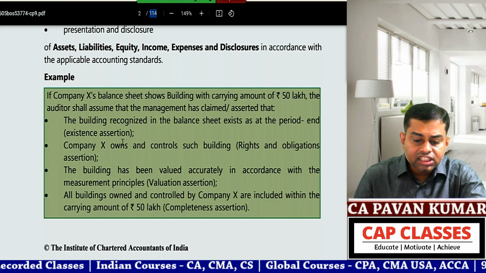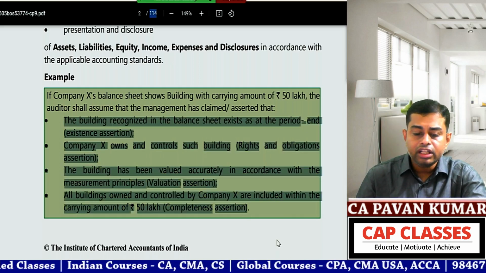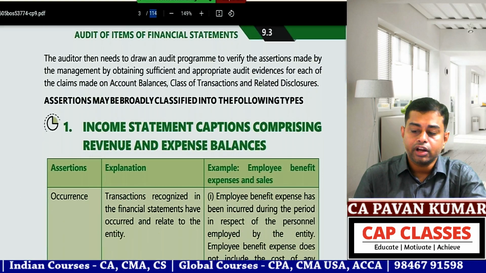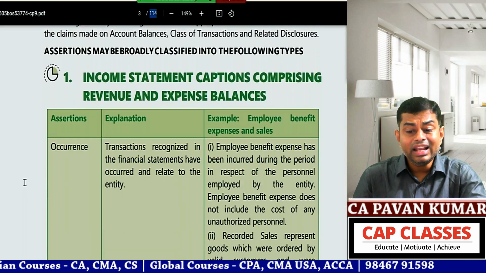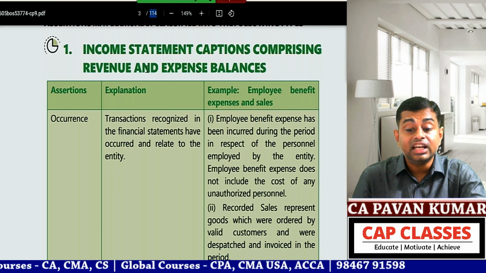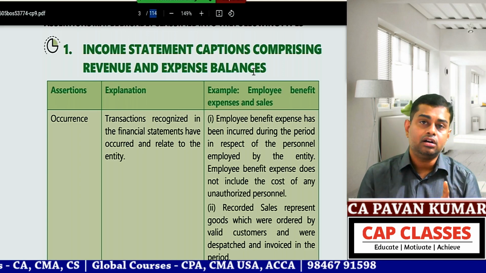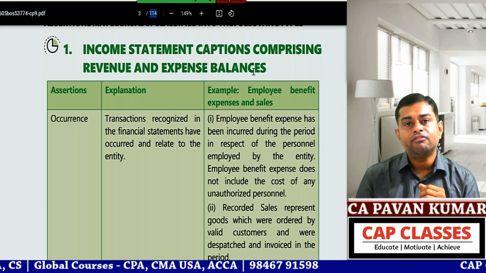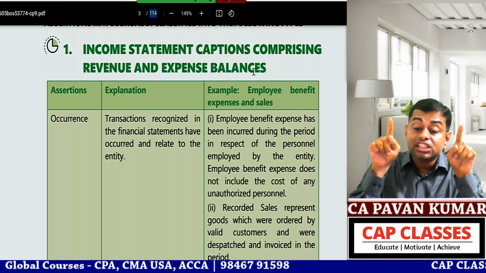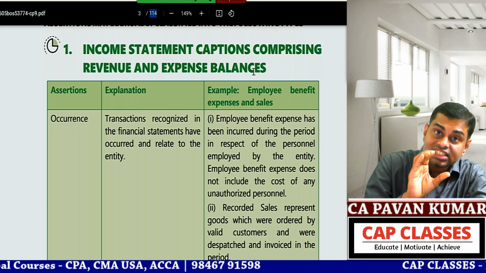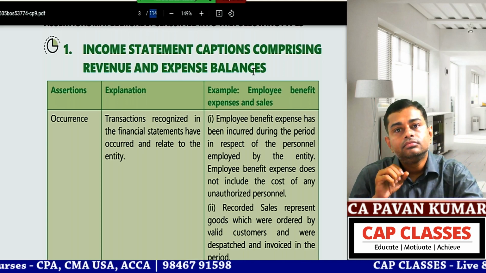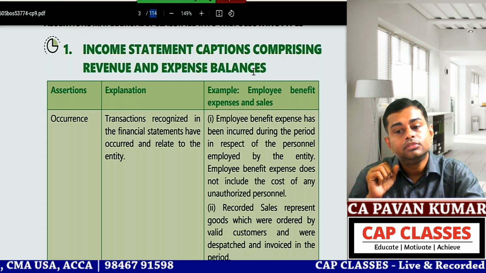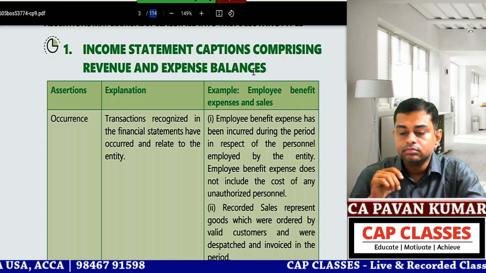So don't you think we have discussed all these things? Are you following the flow? Hello, yes. Are you following the flow? Very good, correct. So here, income statement captions comprising revenue and expenses. Do you remember when I explained assertions in the second or third chapter, we discussed assertions. I gave you one chart in case of transactions, assertions. In case of account balances, assertions. Do you remember? So same thing.